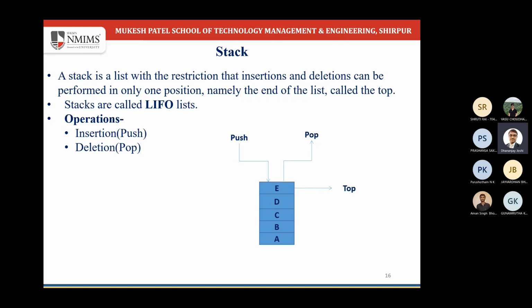Okay, so the next data structure that we will be considering is stack. Stacks and queues are what we will be discussing in this second part of the session. A stack is again a list with a specific property, which is called a LIFO list: last in, first out list.